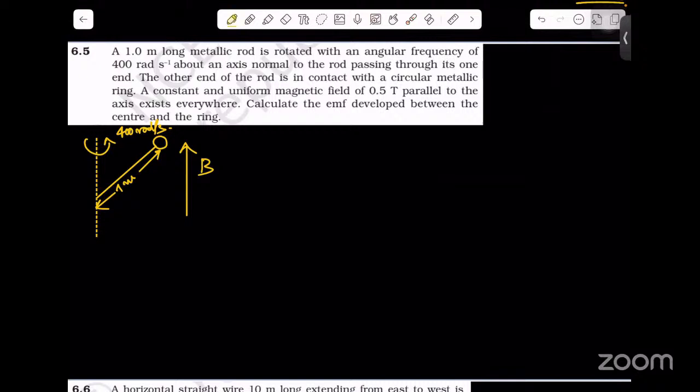So we have been given the length of the rod is 1 meter. The angular frequency is 400 radians per second. The magnetic field strength is 0.5 teslas. Now, one end of the rod has zero linear velocity, while the other end has a linear velocity of L times omega. So the average linear velocity would be omega L upon 2, the average linear velocity of the rod.